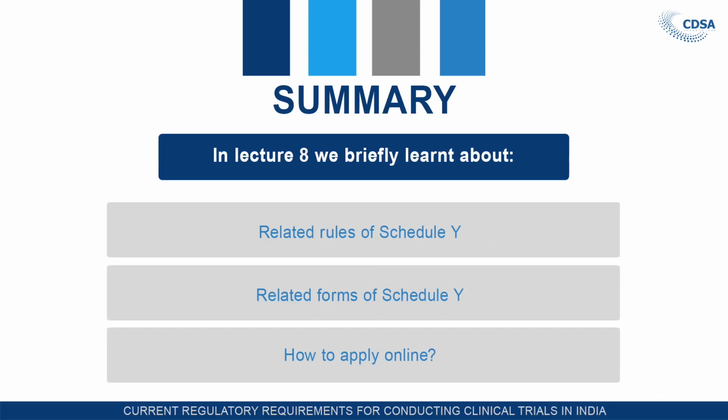Then we have seen the related rules. These rules were 122 DA, DAC, DAB and others. Then related forms we have seen. Form 44 is the most important, that is the application for the conduct of clinical trial or import or manufacture of a new drug. Then we have seen the fee requirements, and then we have seen how to apply online and other things. We have to apply online on the Sugam portal. So this is about lecture 8.